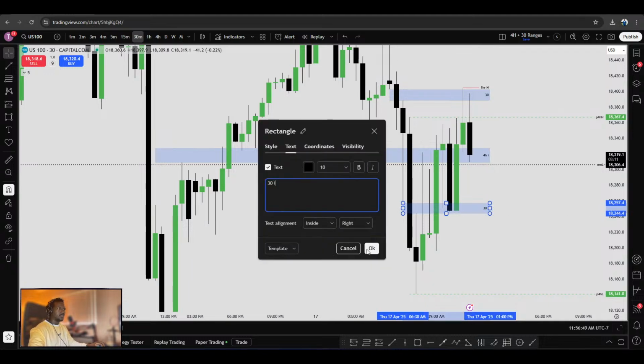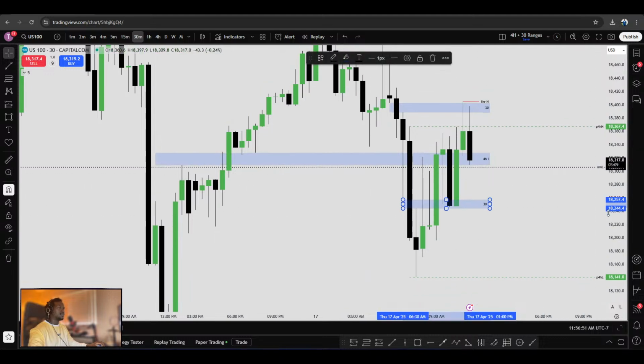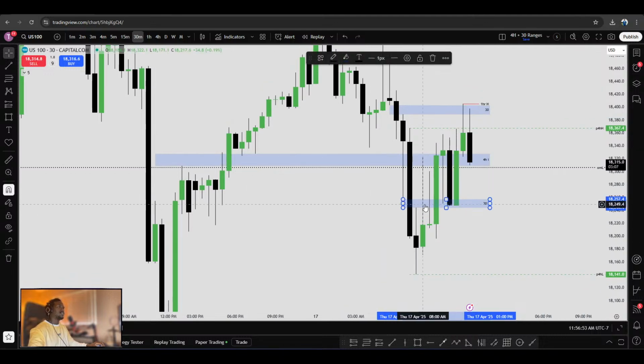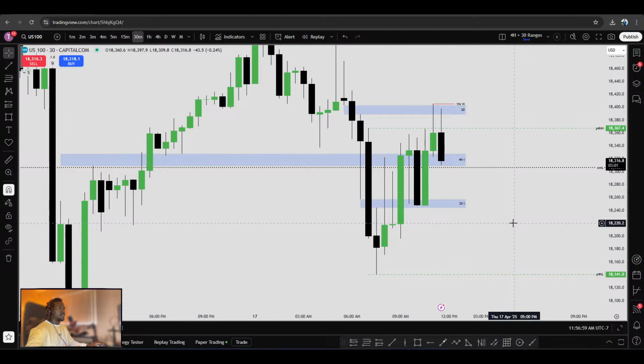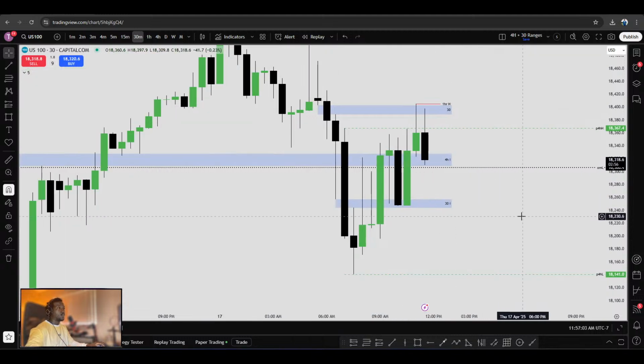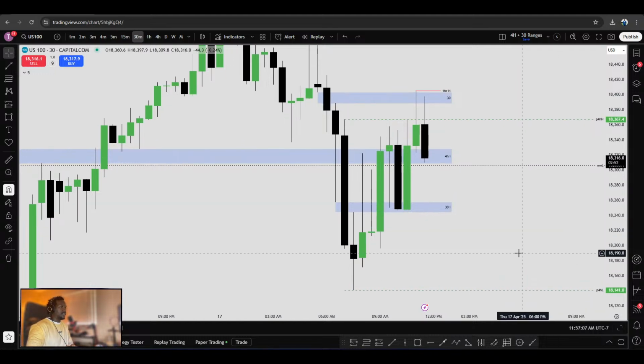Could be an inverted. Is it inverted? Yes, because we're supposed to use it as resistance and then shoot down, but we just crossed it. We're now using it as support and we shot up. So probably price might want to come and retest this zone again. This 1 hour candle closes in the next 3 minutes.